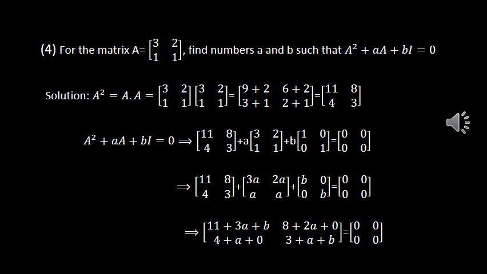I will take the expression A square plus aA plus bI equal to 0. This 0 is the zero matrix and this I is the identity matrix. So A square, not the square of each element but A into A, is 11, 8, 4, 3, plus a, which is a scalar. a and b are scalars, numbers. So a into matrix 3, 2, 1, 1 plus b times matrix 1, 0, 0, 1 equal to the zero matrix 0, 0, 0, 0.